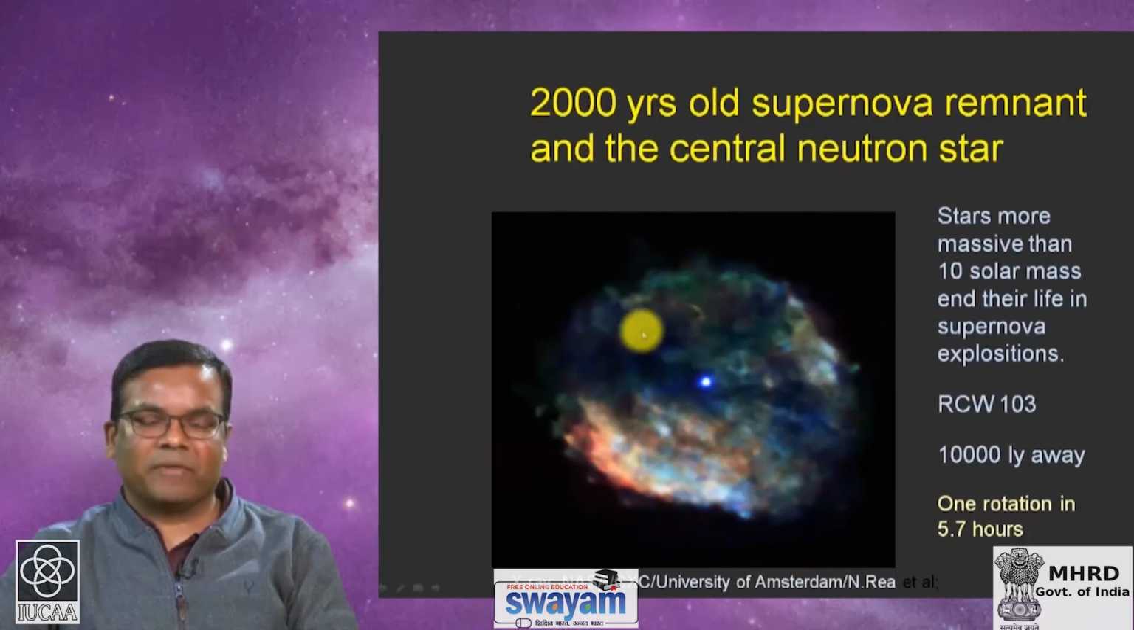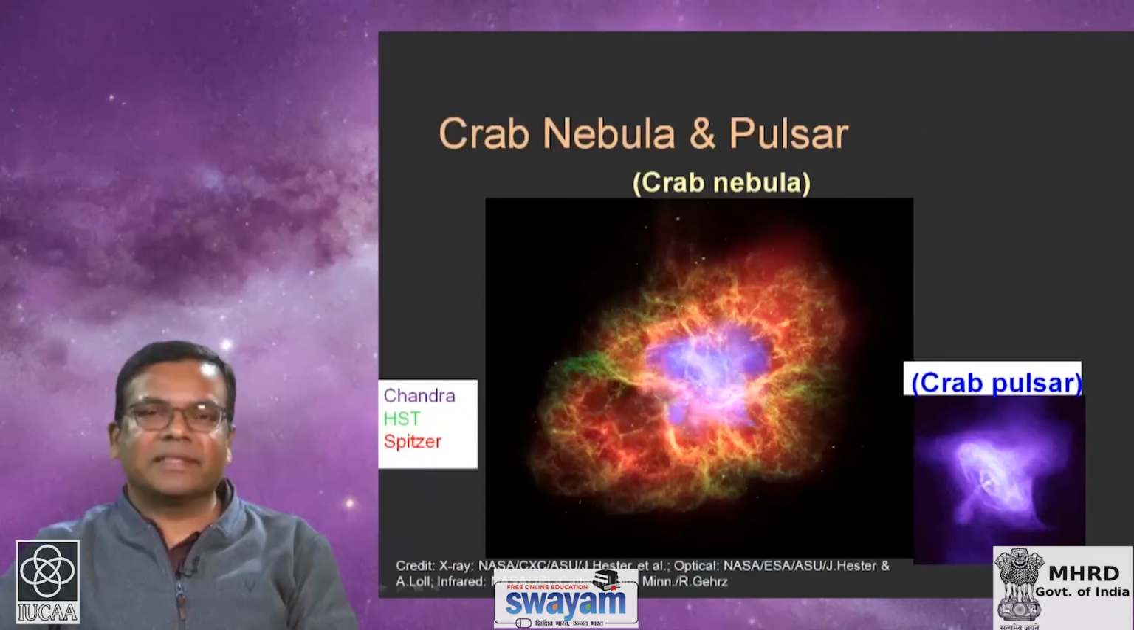This is the supernova remnant observed in the X-ray band by the Chandra X-ray telescope. This is the X-ray image of the supernova remnant along with the central neutron star of this object, RCW 103, which is 10,000 light years away. The neutron star at the center rotates once in about 5.7 hours. Another famous X-ray source is the Crab Nebula and its pulsar. In this case, a pulsar, a fast rotating neutron star, gives rise to these particles.